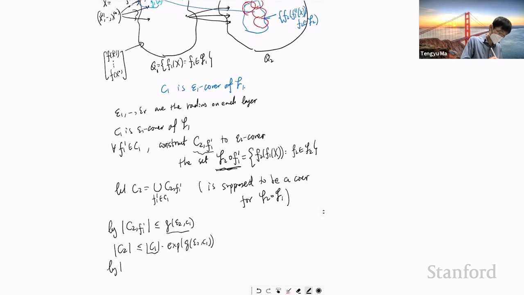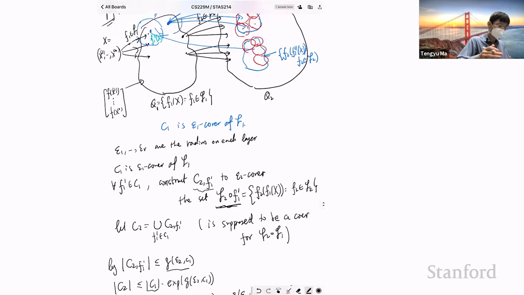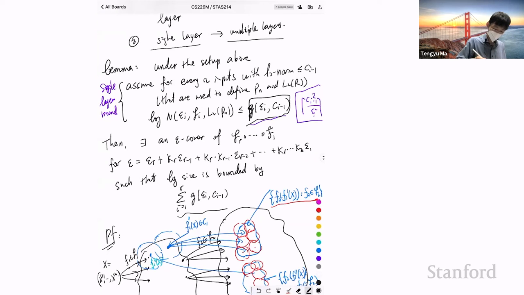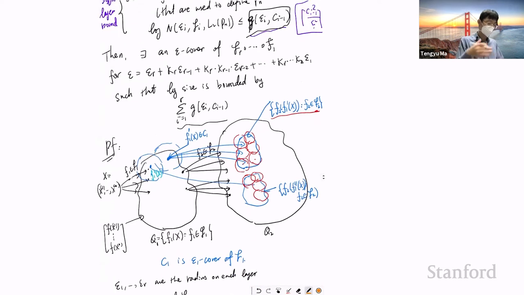And that means the log of C2 is less than the log of C1 plus G of epsilon 2 C1, which is equal to G of epsilon 1 C0 plus G of epsilon 2 C1. I guess actually I forgot to define C0. Just for convenience, let's define C0 to be just the bound on the input. So the Ci's are the bounds on the layers, the activation layers, and C0 is the bound on the inputs.